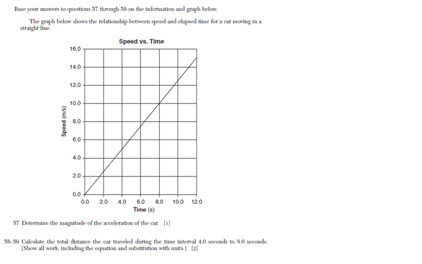Oh, right. So for 57 through 59, we've got this graph below. The graph below shows the relationship between speed and elapsed time for a car moving in a straight line. For 57, determine the magnitude of the acceleration of the car.